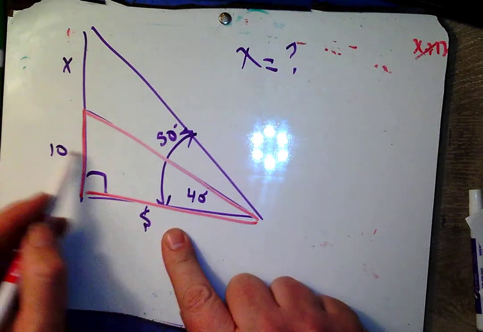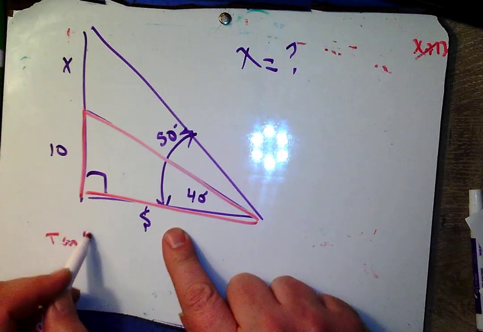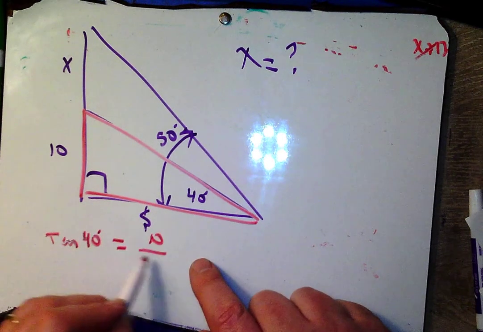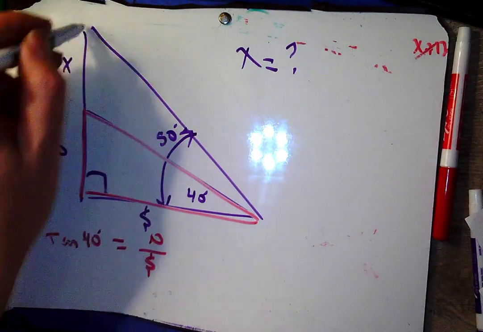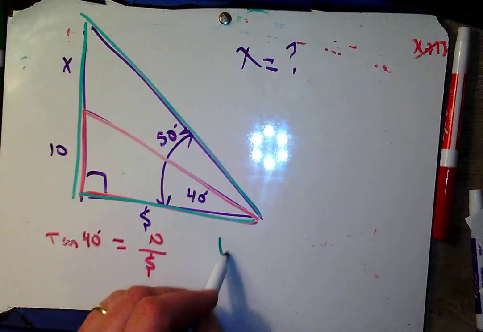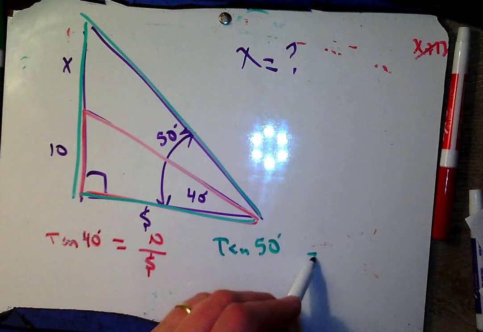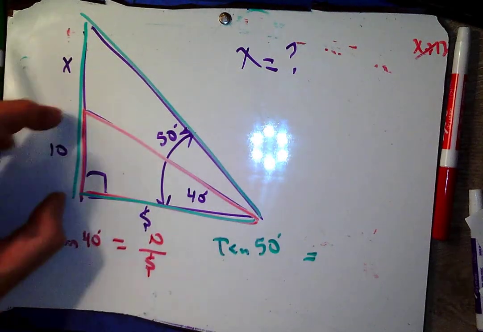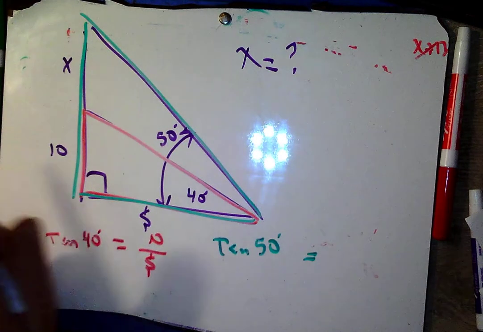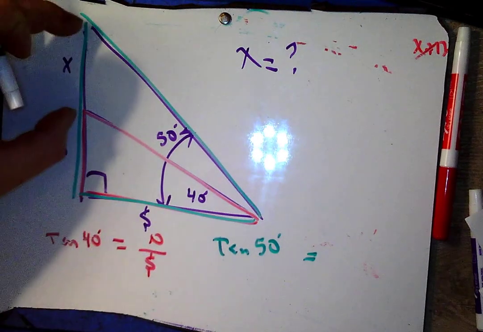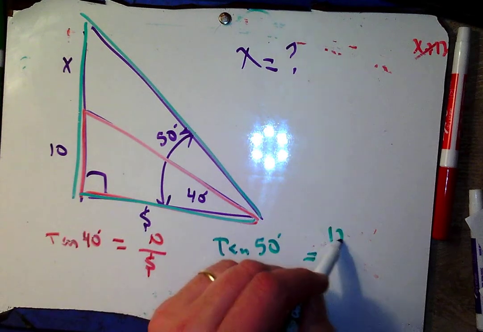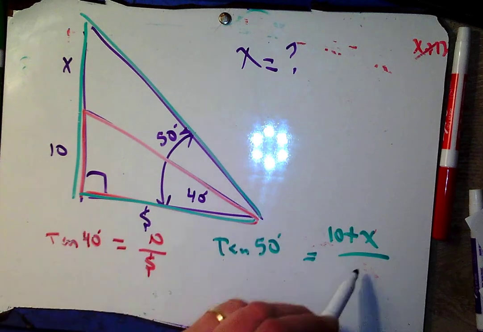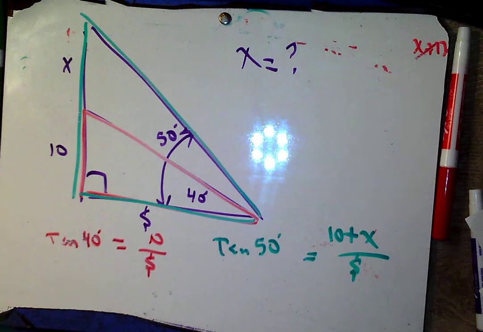So here, opposite, adjacent, tangent 40 equals 10 over s. Okay? And here, tangent 50 equals opposite. Now, this is 10, this is x. I'm not multiplying them. I'm taking this and putting it together with this. That's addition. So opposite is 10 plus x over adjacent, which is s. Okay, so now what? How do we solve this?